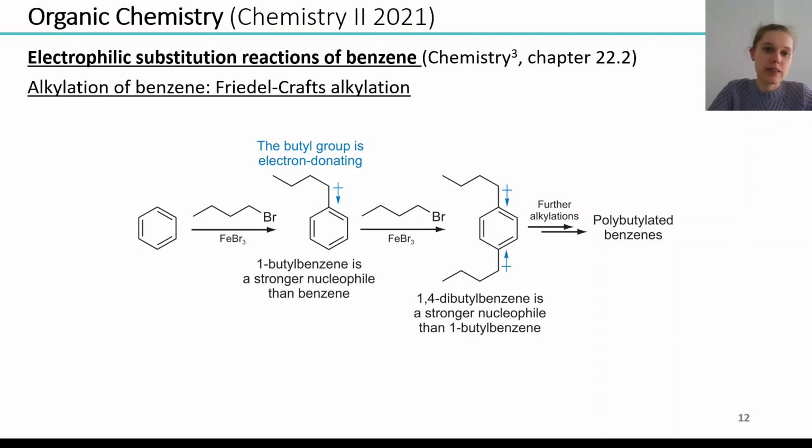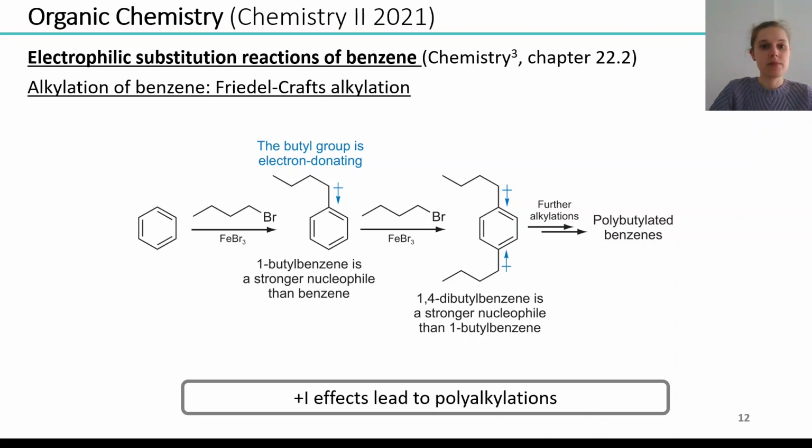The reason for this is that if you have 6 quite large substituents on the benzene ring, then at some point steric hindrance appears, and then it is no longer favored to continue with the substitution reactions. So we will most likely end up with not fully substituted benzene rings. So what can we conclude? Electron donating effects lead to polyalkylation reactions and therefore to polysubstituted benzene products.